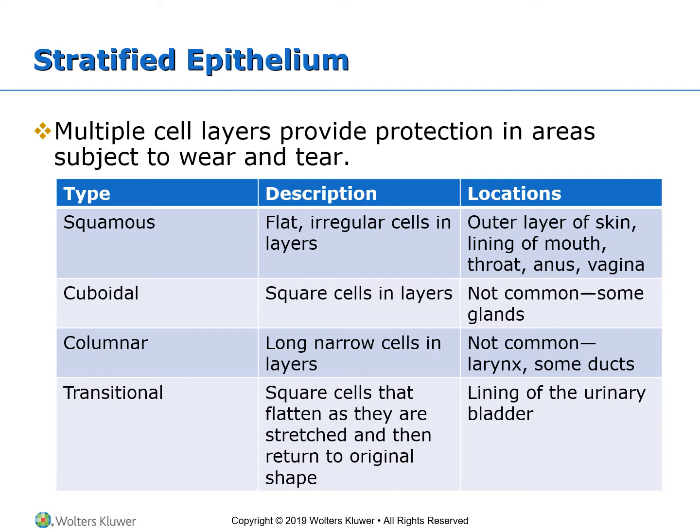We have the cuboidal one that is less common. I'm talking about the stratified type, but still it can be found in some glands. We have the columnar in the larynx and some ducts, and we have the transitional one. I was telling you about the type of tissue that has this capability of expanding and enlarging and kind of sliding one layer over the other while an organ is changing its shape, and this is lining the urinary bladder.